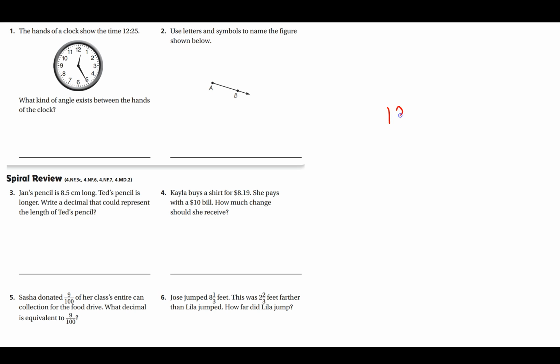This is 10.1. So chapter 10, lesson 1, and this is homework P172. So now we're on the back side. Okay, let's get started. The hands of the clock show the time 12:25. What kind of angle exists between the hands of the clock? So, between the hands of the clock would be this angle here. And we can see pretty easily that that's going to be bigger than 90 degrees. So that would be an obtuse angle.